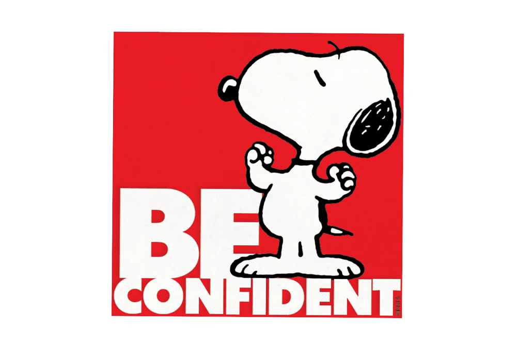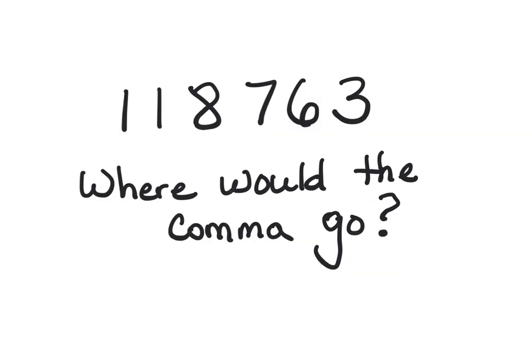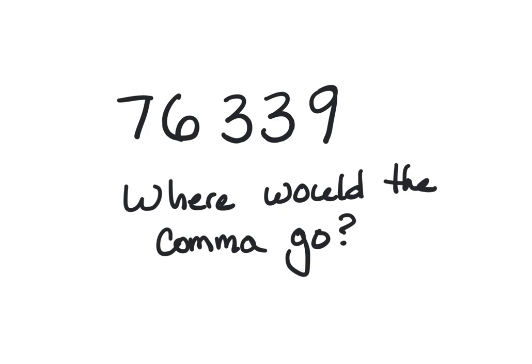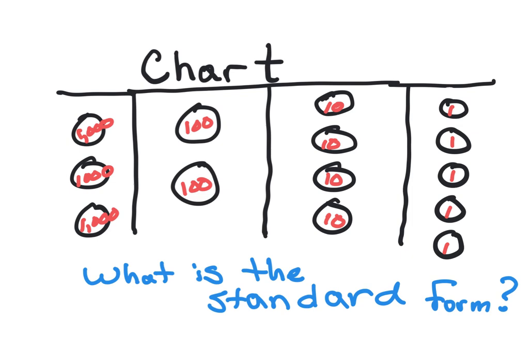All right, be confident in yourself, Snoopy says, to get through the next few problems. You guys can do it. This number is missing a comma. Where would the comma go? The next one, where would the comma go in this number? In this place value chart, we have place value discs. Put the place value discs all together and make a standard form number.